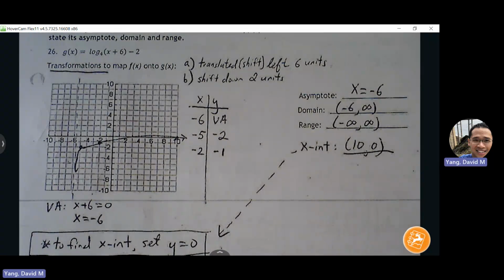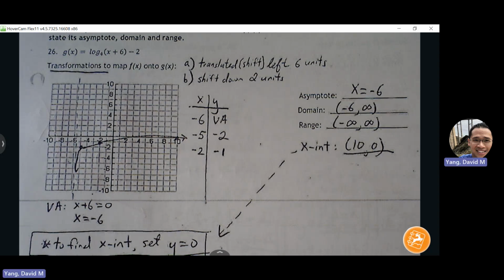Whatever causes the parentheses to be 1 is a nice property. So if we put a -5 in for that x, -5 plus 6 is 1, log of 1 is 0. That's nice. 0 minus 2 is -2. We can do all this without a calculator.